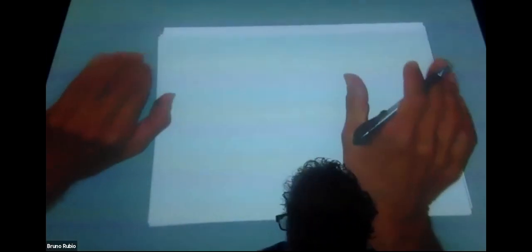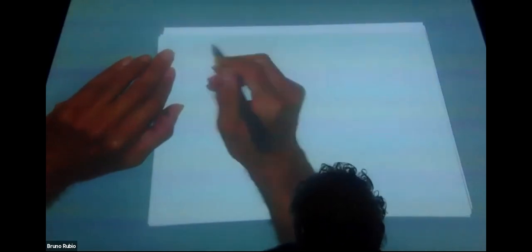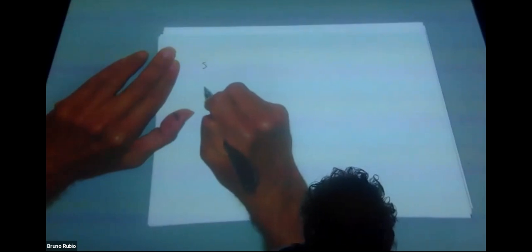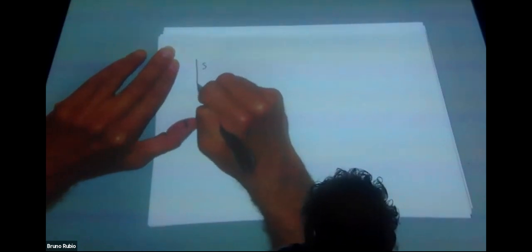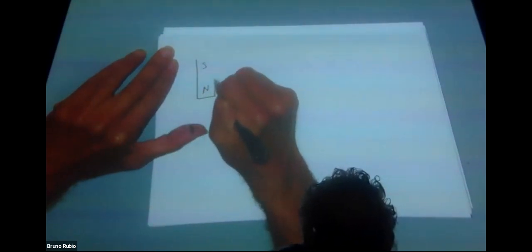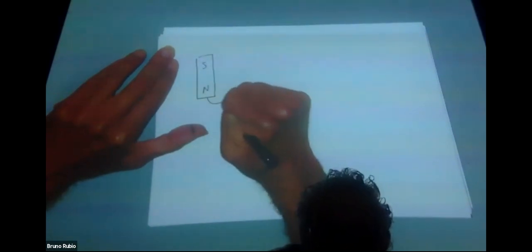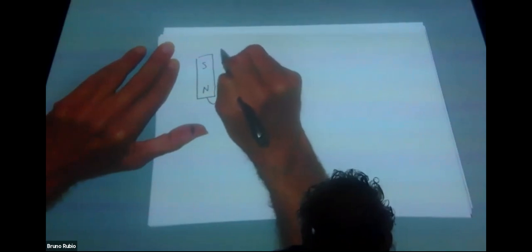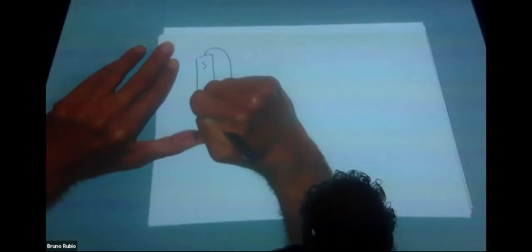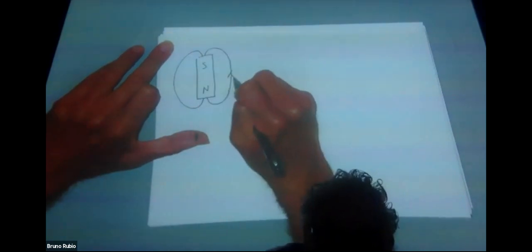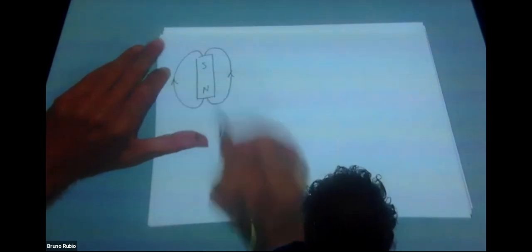So we imagine a magnet. This is a simple picture of a magnet, and the magnet has a north pole and a south pole. By convention, the magnetic field emanating from the magnet is a vector quantity, and it is seen to be emerging from the north pole and headed to the south pole.